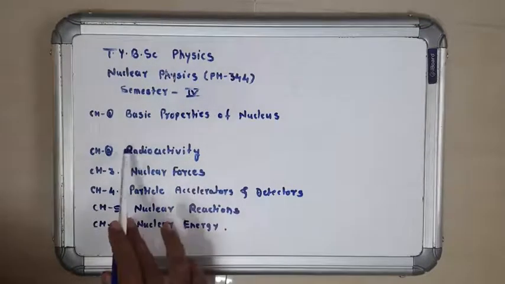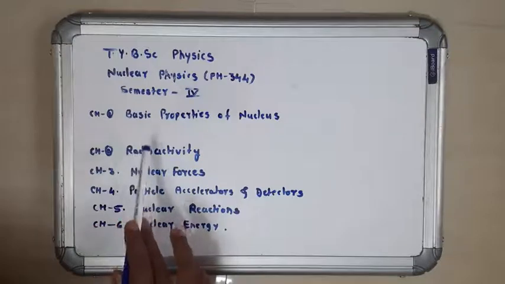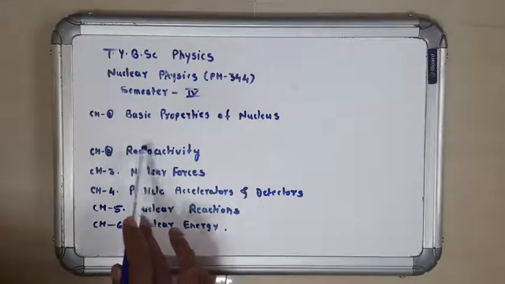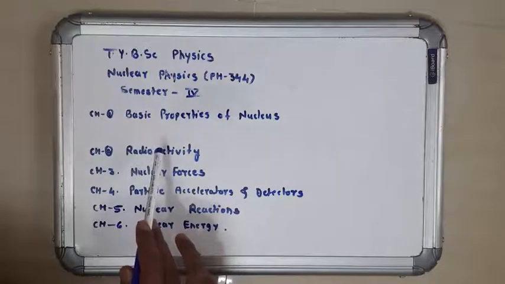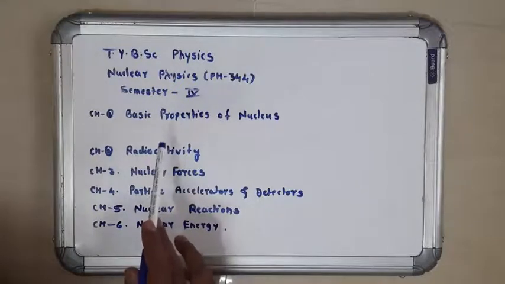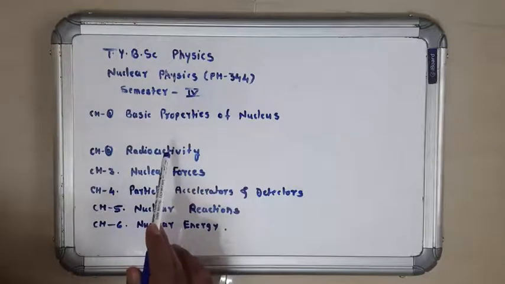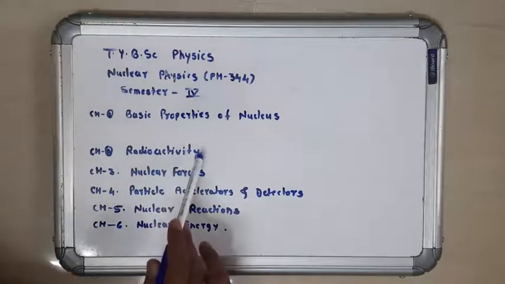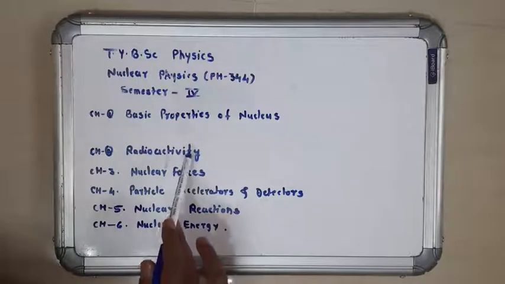So radioactivity is the second module of this nuclear physics course, and in this module we will discuss what is meant by radioactivity, the concept of natural and artificial radioactivity, properties of alpha, beta, gamma rays, law of radioactivity, decay curve, half-life, mean life, specific activity and its units, successive disintegration and equilibrium and radioisotopes, and the last point is the applications of radioactivity. These points are included in this second chapter.